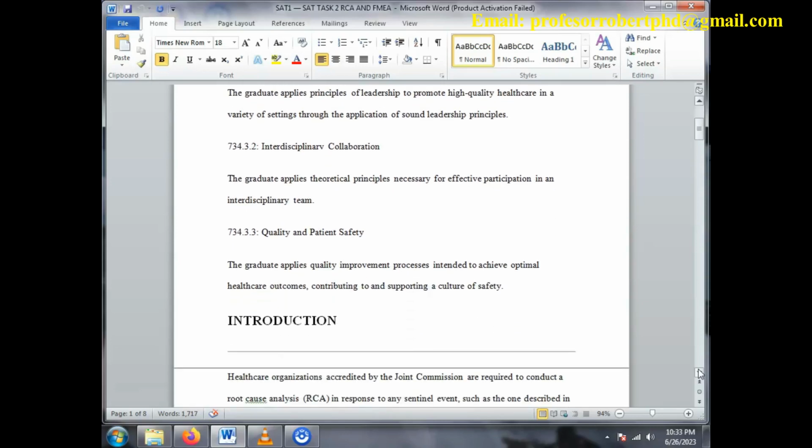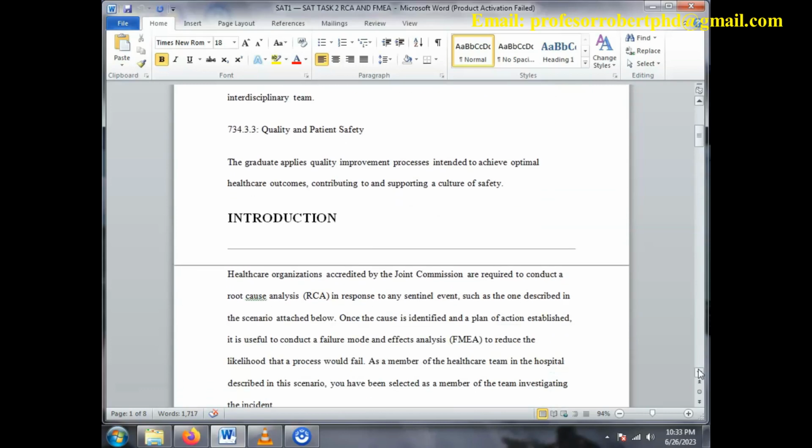734.3.2. Interdisciplinary Collaboration. The graduate applies theoretical principles necessary for effective participation in an interdisciplinary team. 734.3.3. Quality and Patient Safety. The graduate applies quality improvement processes intended to achieve optimal healthcare outcomes, contributing to and supporting a culture of safety.